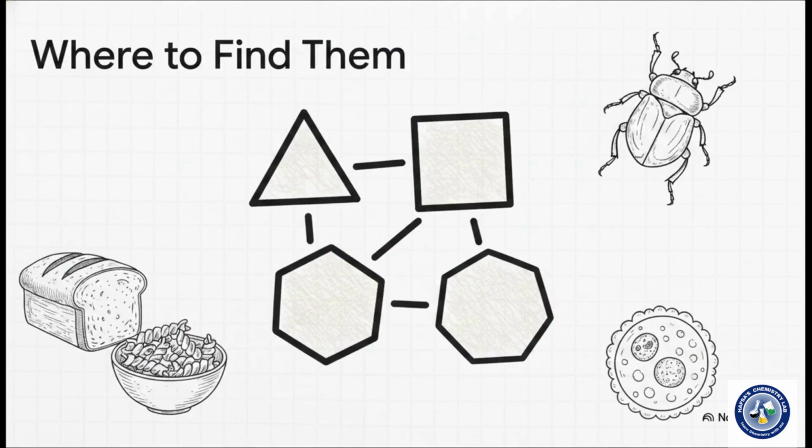So where exactly do we find these hydrates of carbon? Well, it's definitely not just in the bread or the pasta on your plate. They're incredibly diverse. Obviously, yes, they're found in sugars, starches, and cellulose, but they're also structural. They are literally built into bacterial cell walls. And amazingly, they even form those tough insect exoskeletons you see on beetles.